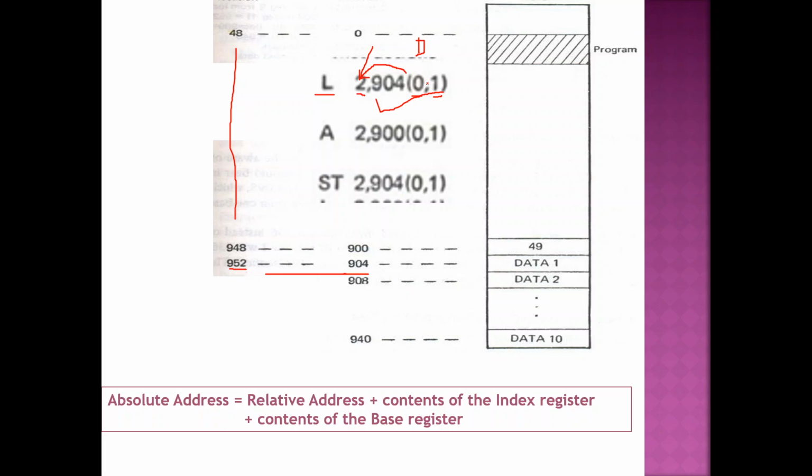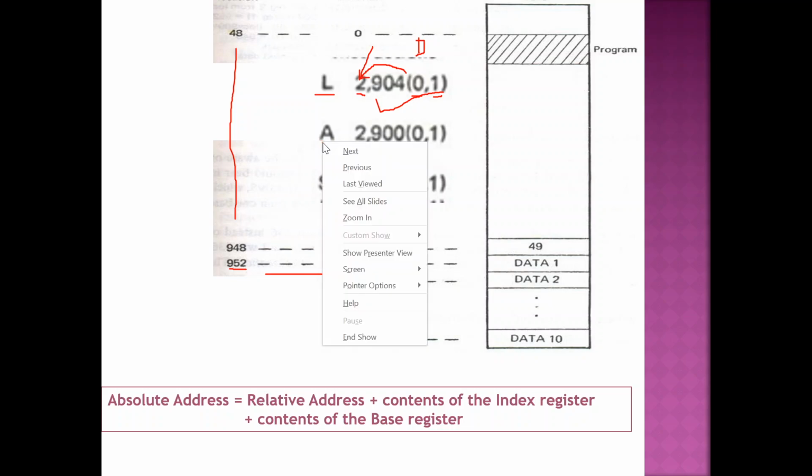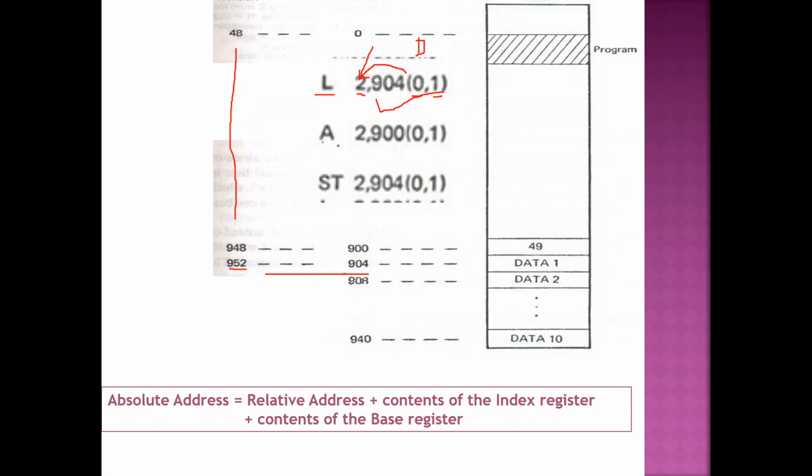Here with load, we have loaded one value from 904 into register 2, done. Next one: what is A? It means the add instruction. I said A is add. The syntax is going to be like this: A space 2 comma 900 of 0 comma 1. From now on I'm not going to explain 0 comma 1. You should know 0 comma 1 is the index register and base register. Now I'm going to talk only about the relative values: A space 2 comma 900.